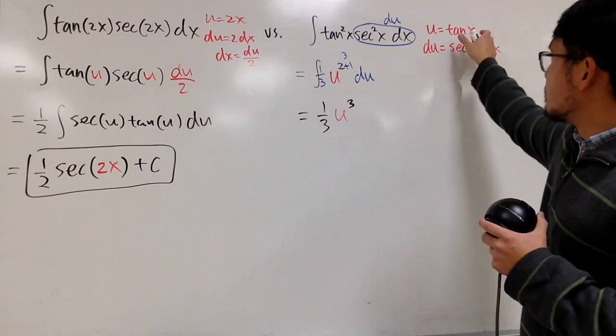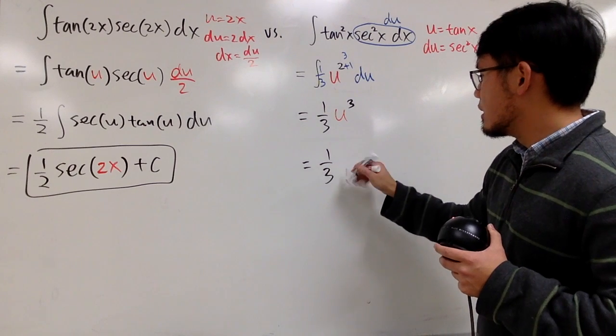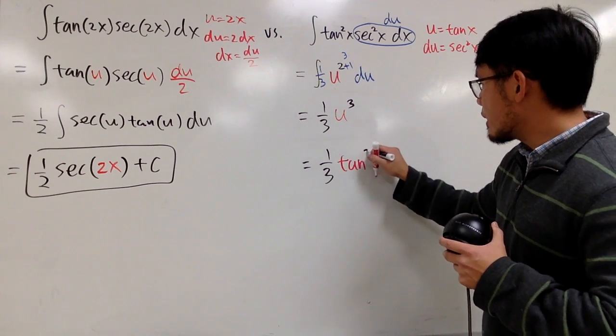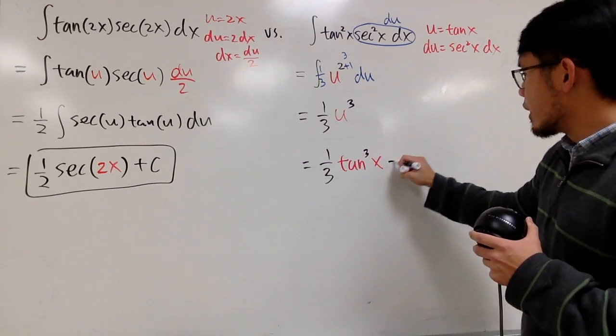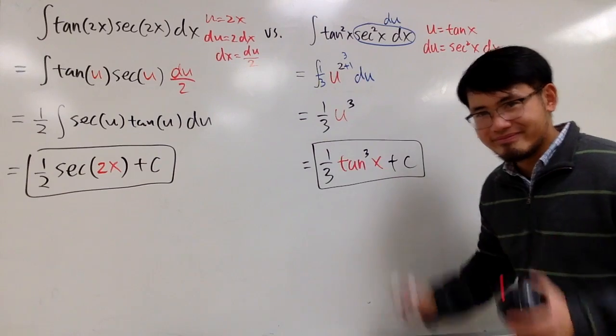And then I will put the tangent back right here. So altogether, we get 1/3. U is tangent x, so I'll put down tangent, and then the third power right here, and then the x right here, and then we are done. Put plus c, and this is it.